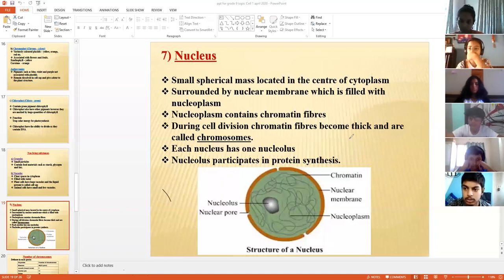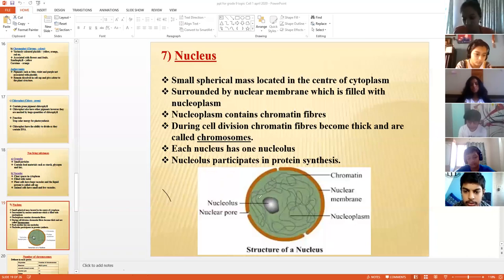Okay. Now, children, please carefully listen to me. Now, what is a nucleus? See, this structure, this circle is called a nucleus. It is a spherical mass located in the center of the cytoplasm. Now, it is surrounded by a nuclear membrane. Can you see this brown part, children? This is the nuclear membrane.